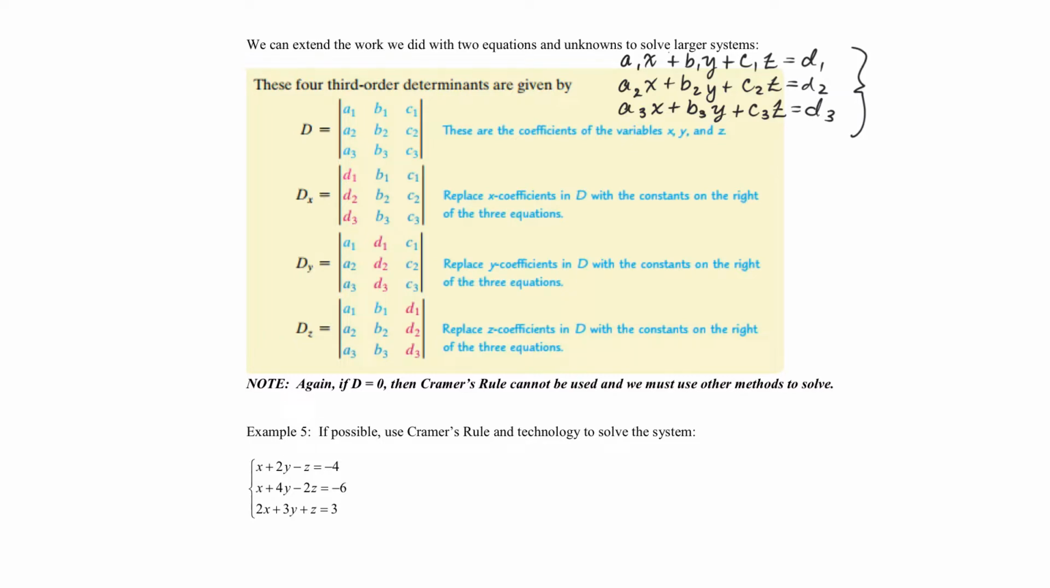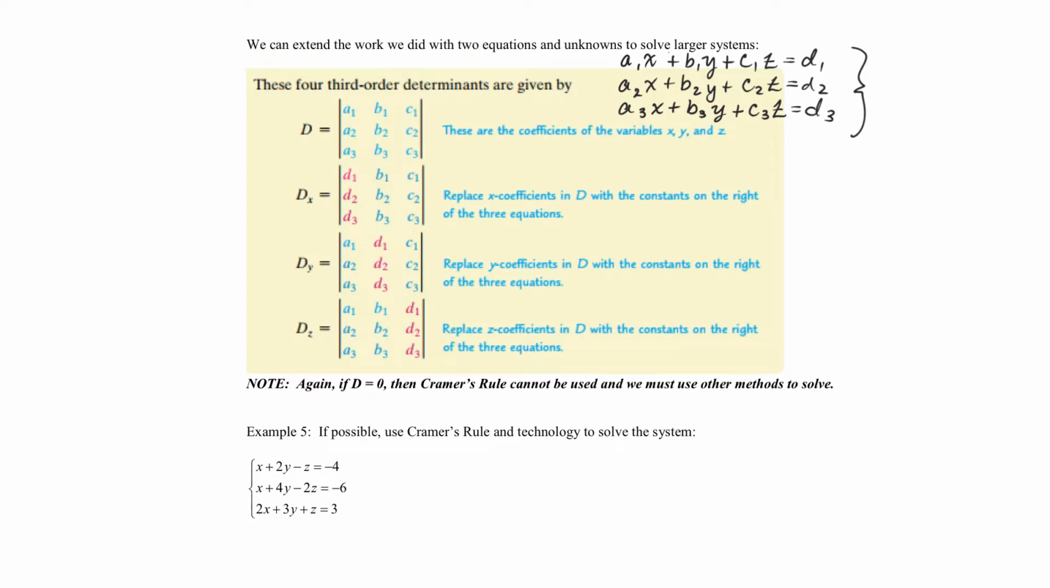Notice that instead of just a matrix D, D sub x, and D sub y, I'm going to have D, D sub x, D sub y, and D sub z. But what I'm doing is following the same pattern. So my denominator are the coefficients of all the variables x, y, and z. That first column, the coefficients of x. The second column, the coefficients of y. That third column, the coefficients of z, right?